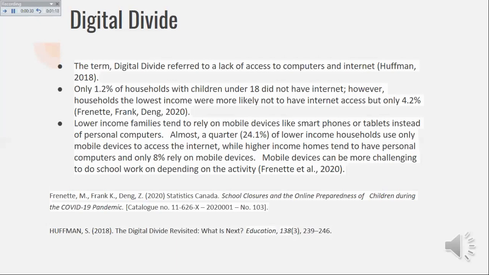Unfortunately, lower income families also tend to rely on mobile devices like smartphones or tablets instead of personal computers. This is relevant because these devices make it more difficult to do schoolwork or be creative on a digital device. So almost a quarter of lower income households do not have this type of access.